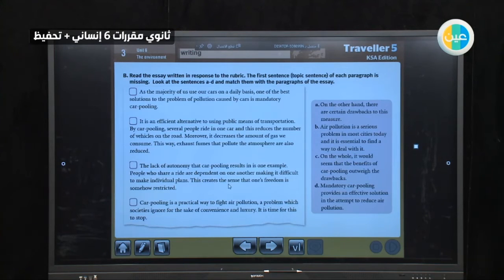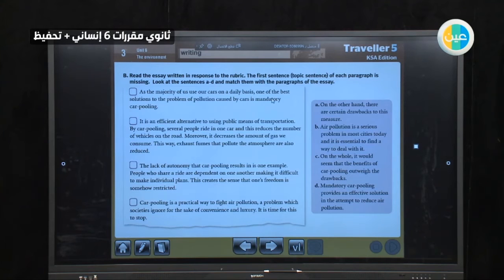As the majority of us use our cars on a daily basis, one of the best solutions to the problem of pollution caused by cars is mandatory carpooling. So, in this paragraph, he is saying that we should force people to use carpooling because it's the best solution for air pollution. This is number 1. So here he is talking about what? Air pollution. Okay, go to the second paragraph.